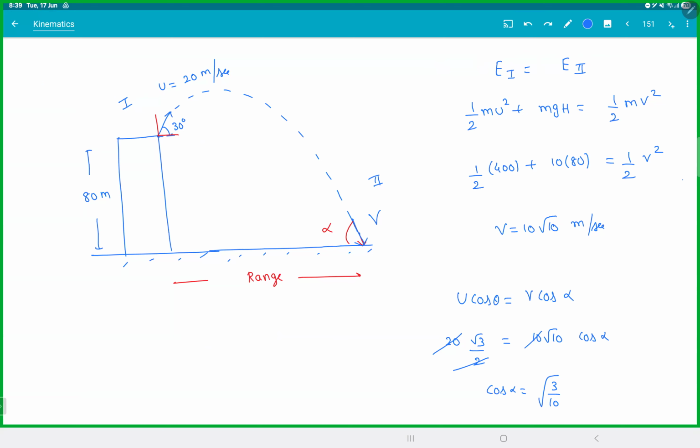Clear with this? Any doubts on this? Next one.